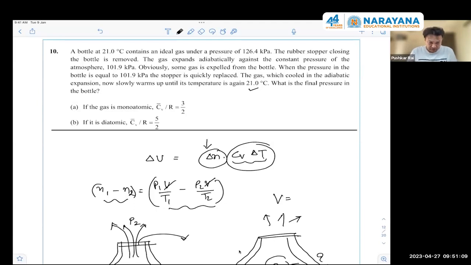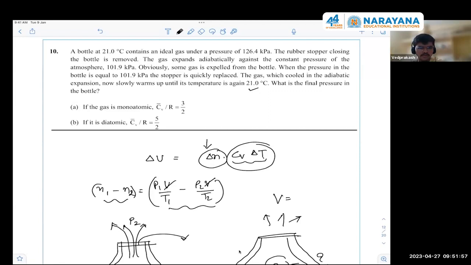Karan, you got it? I have a doubt. Yeah, tell me. Is it a reversible process or irreversible? It is an irreversible process because the pressure difference is so large. I think you are confused by this line: now slowly warms up until its temperature is again 21 degrees centigrade. But the initial is 126.4 kilopascal and 101.9 inside pressure and outside pressure is a huge difference. So the process can never be reversible.